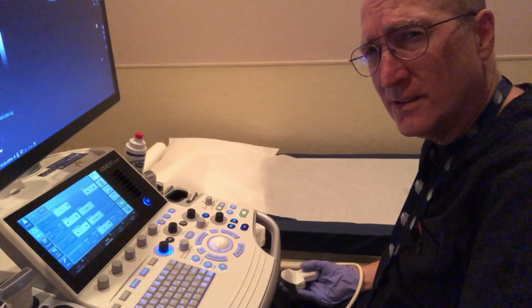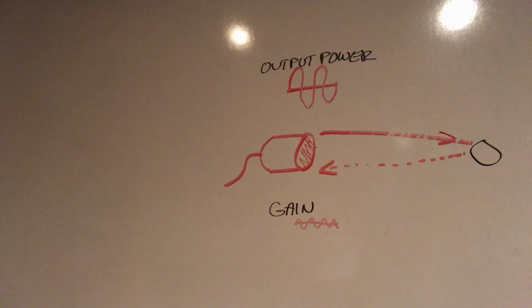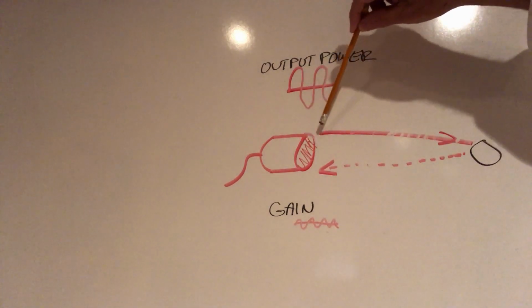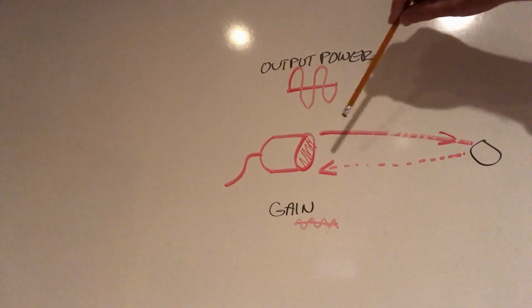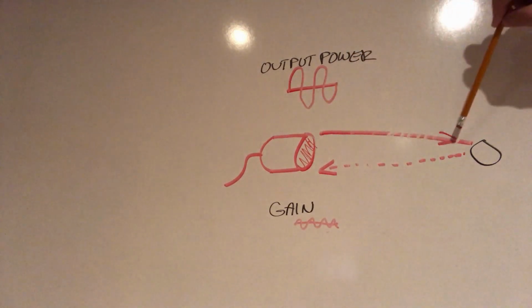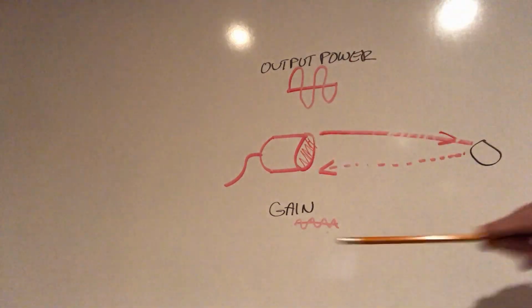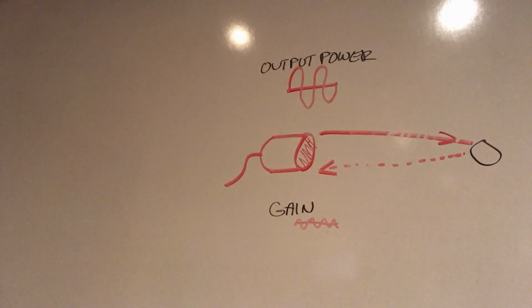Gain? What's that? With gain, you're amplifying the signal after it gets back to the transducer. You see, when ultrasound comes from the transducer, it starts off with pretty good power, and then it gets absorbed, reflected, refracted. That's called attenuation, and it gets weaker and weaker. Here it is, it hits the cyst, and then it comes back weaker and weaker back to the transducer. What gain does is amplify it once it gets back to the transducer.